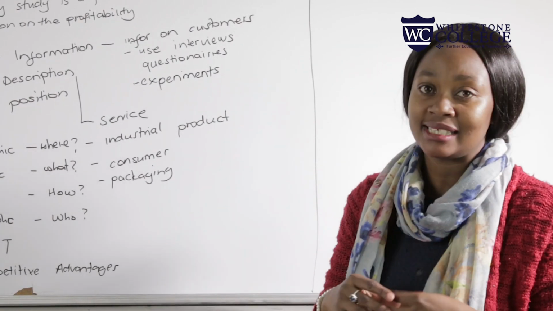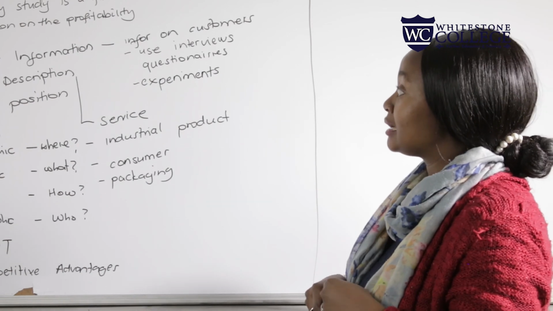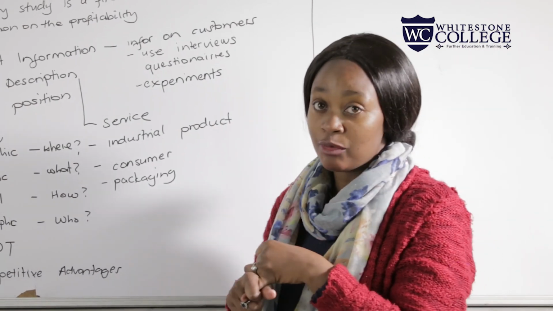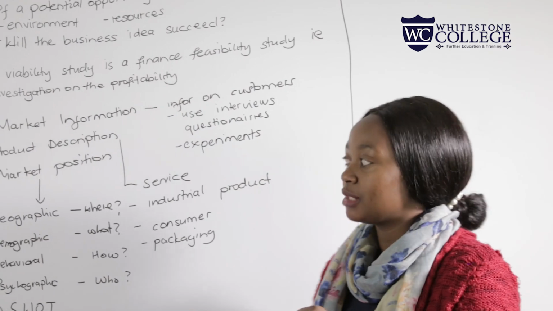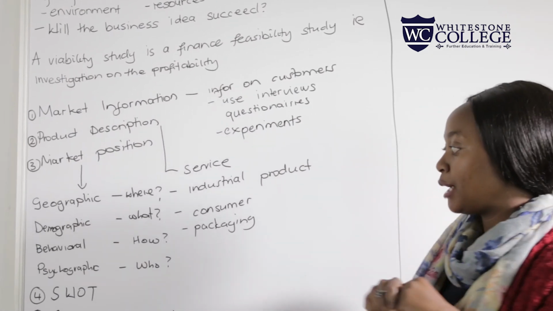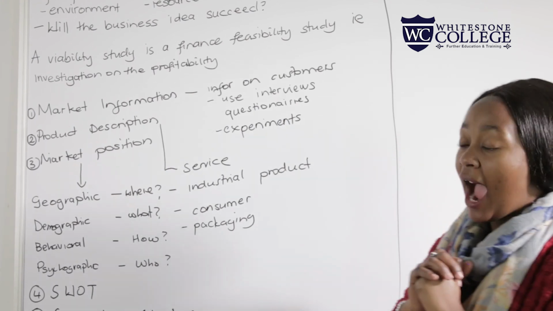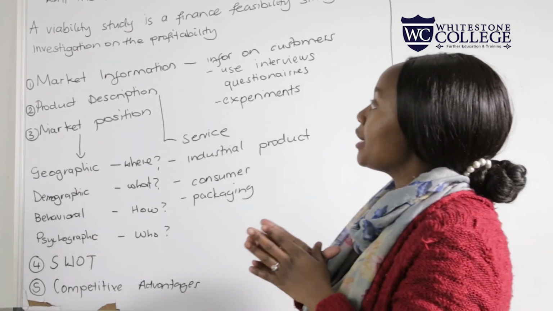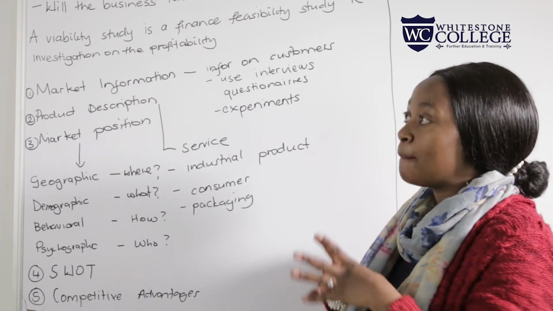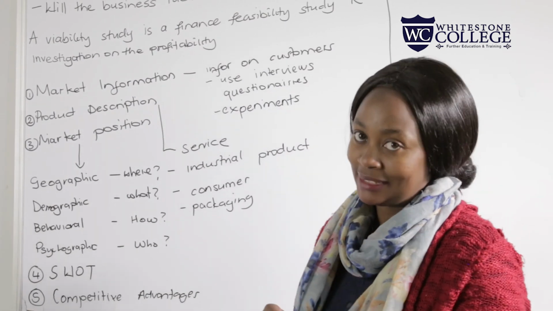There are 4 components in the market feasibility study, which is number 1, the market information, number 2, the product description, number 3, the market position, and then number 4, the SWOT and the competitive analysis. These are the components that you are supposed to ask yourself before you venture into your business.